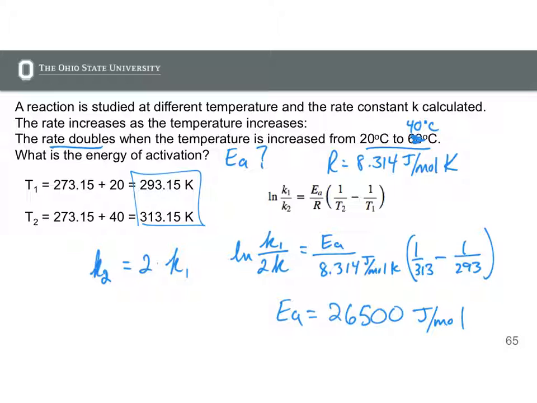Many times you'll see the activation energy given in kilojoules per mole. That's about the right order of magnitude that you should be expecting. Make sure that your gas constant R and your units on activation energy are matching up. So if you're given an activation energy of 26.5 kilojoules per mole, either convert that to joules, or make your gas constant in kilojoules. Okay? Questions on this problem? Okay.